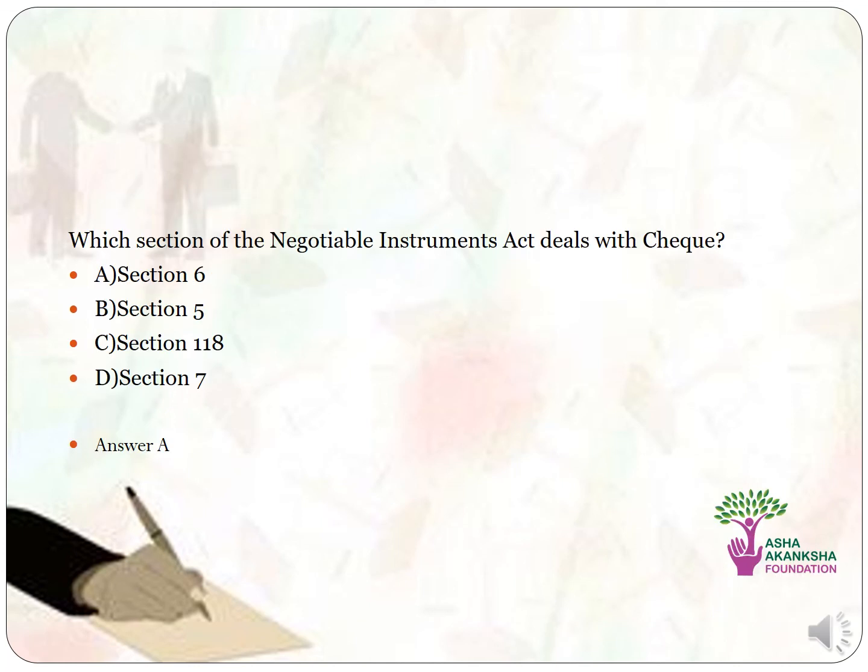The next question is, which section of the Negotiable Instrument Act deals with check? A, Section 6, B, Section 5, C, Section 118, or D, Section 7. The correct answer is A, that is Section 6.